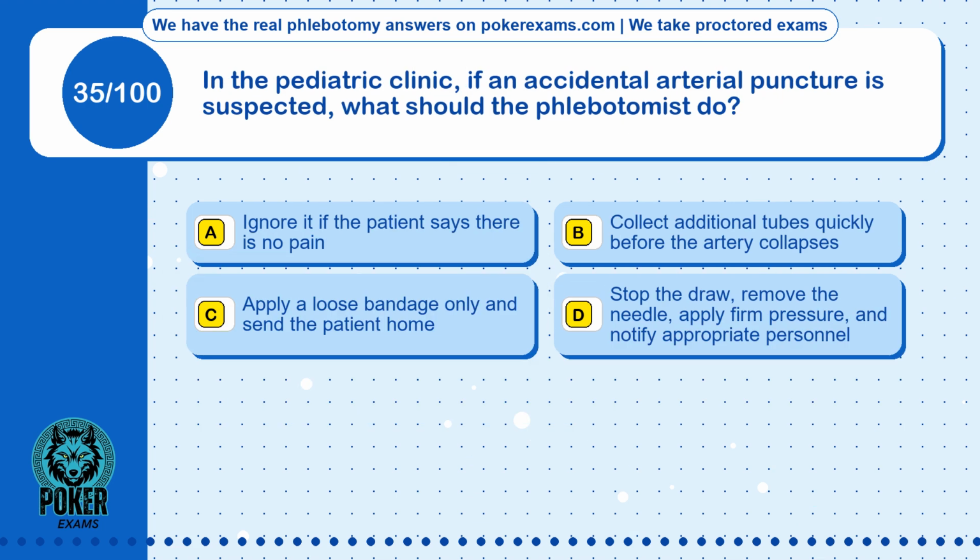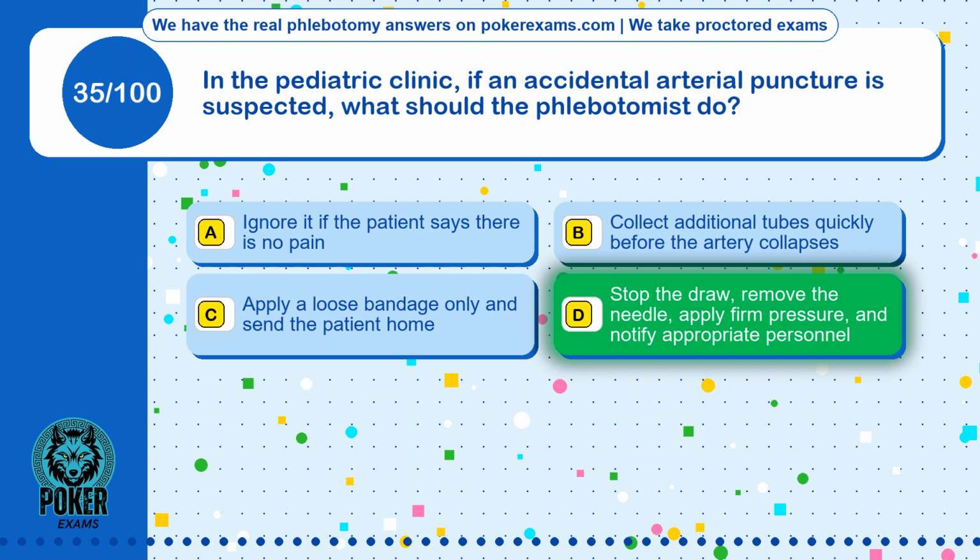Question 35. In the pediatric clinic, if an accidental arterial puncture is suspected, what should the phlebotomist do? Option A. Ignore it if the patient says there is no pain. Option B. Collect additional tubes quickly before the artery collapses. Option C. Apply a loose bandage only and send the patient home. Option D. Stop the draw, remove the needle, apply firm pressure, and notify appropriate personnel.